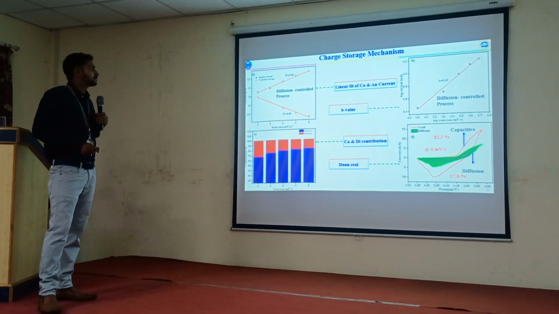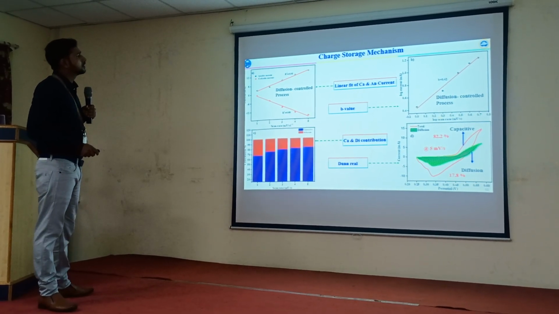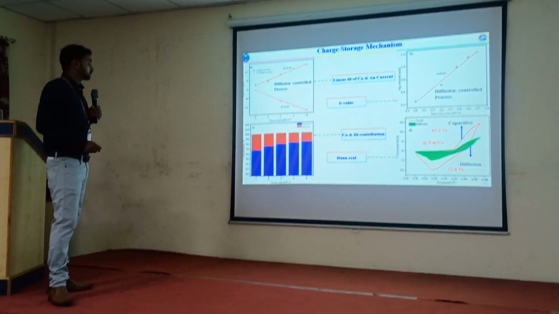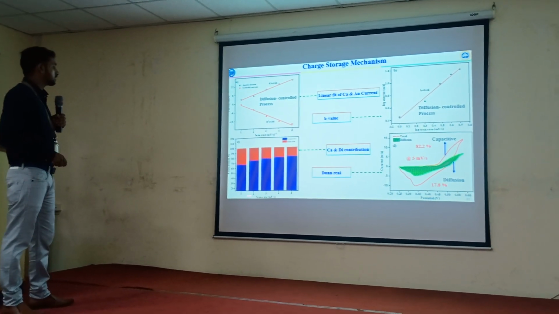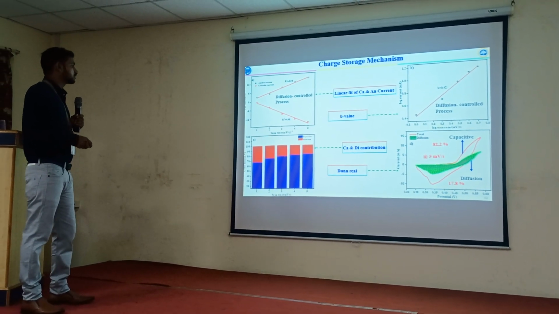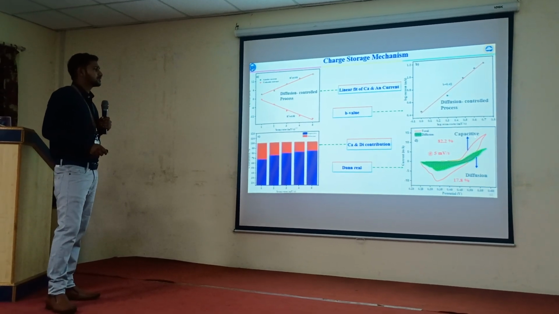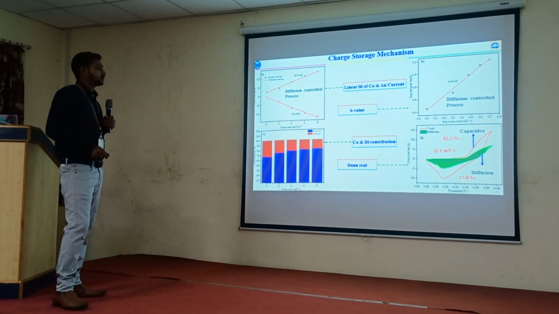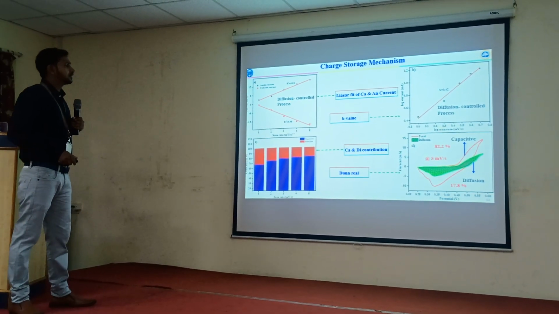And in figure B, the b value of 0.42 confirms the charge storage process is diffusion controlled. And figure C represents the capacitive and diffusion processes for the scan rate of 1 to 5 millivolts per second. The capacitive behavior increased, and figure D represents the Dunn plot. Here you can see that 82.2% capacitive process and 70.8% diffusion contribution was achieved at the scan rate of 5 millivolts per second.